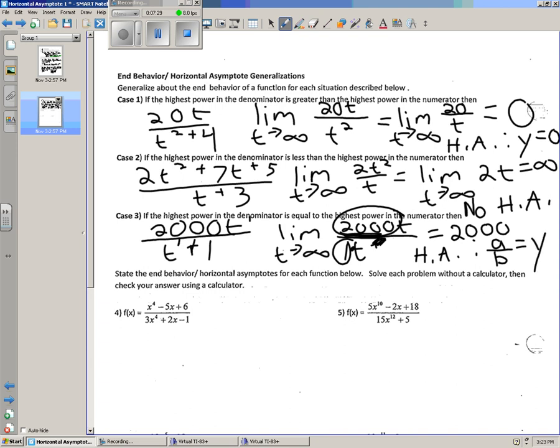Okay, guys, so please take a minute, pause this, try to do questions 4 through 7 at the bottom, and then unpause it and you can check your answers with what I have at the board.